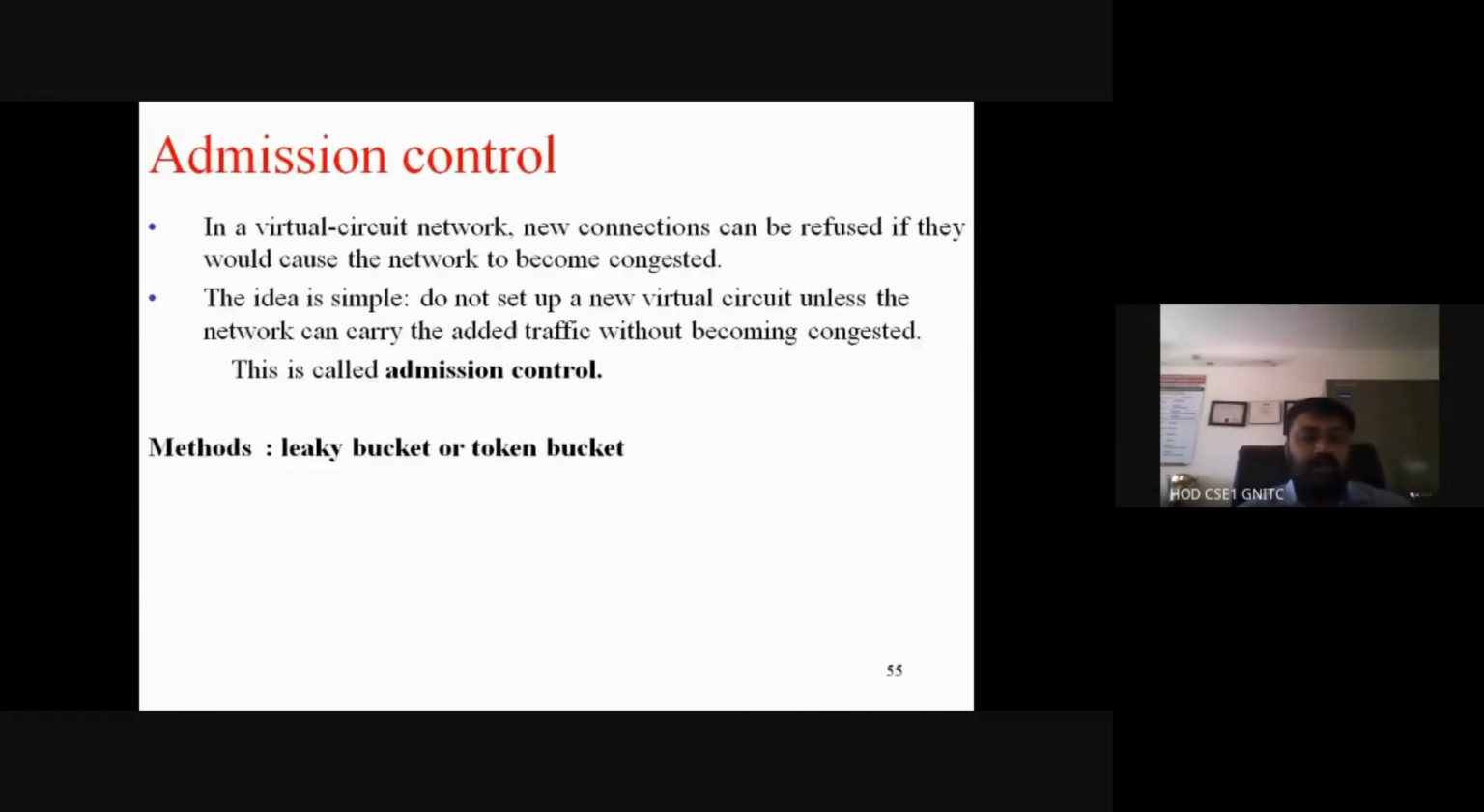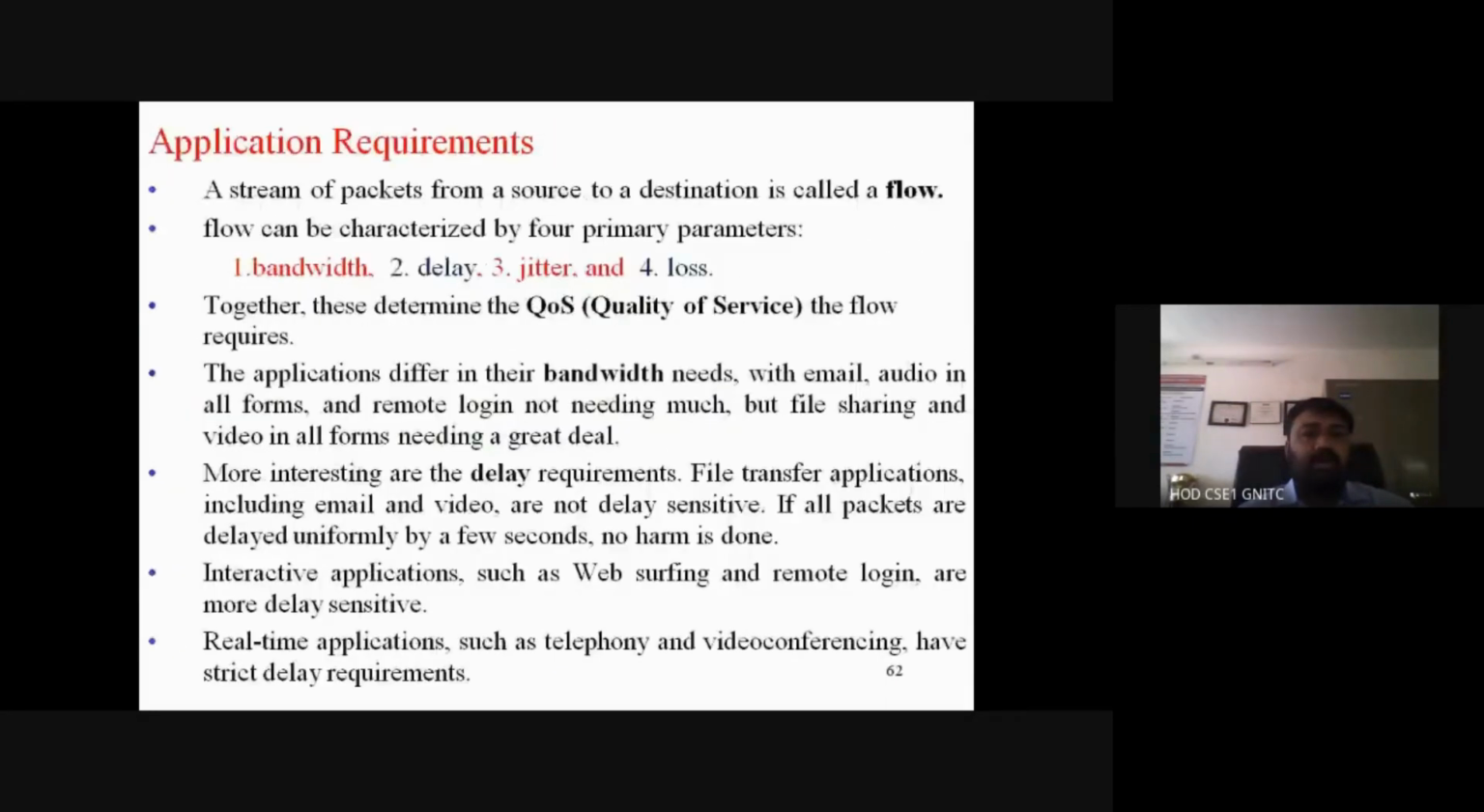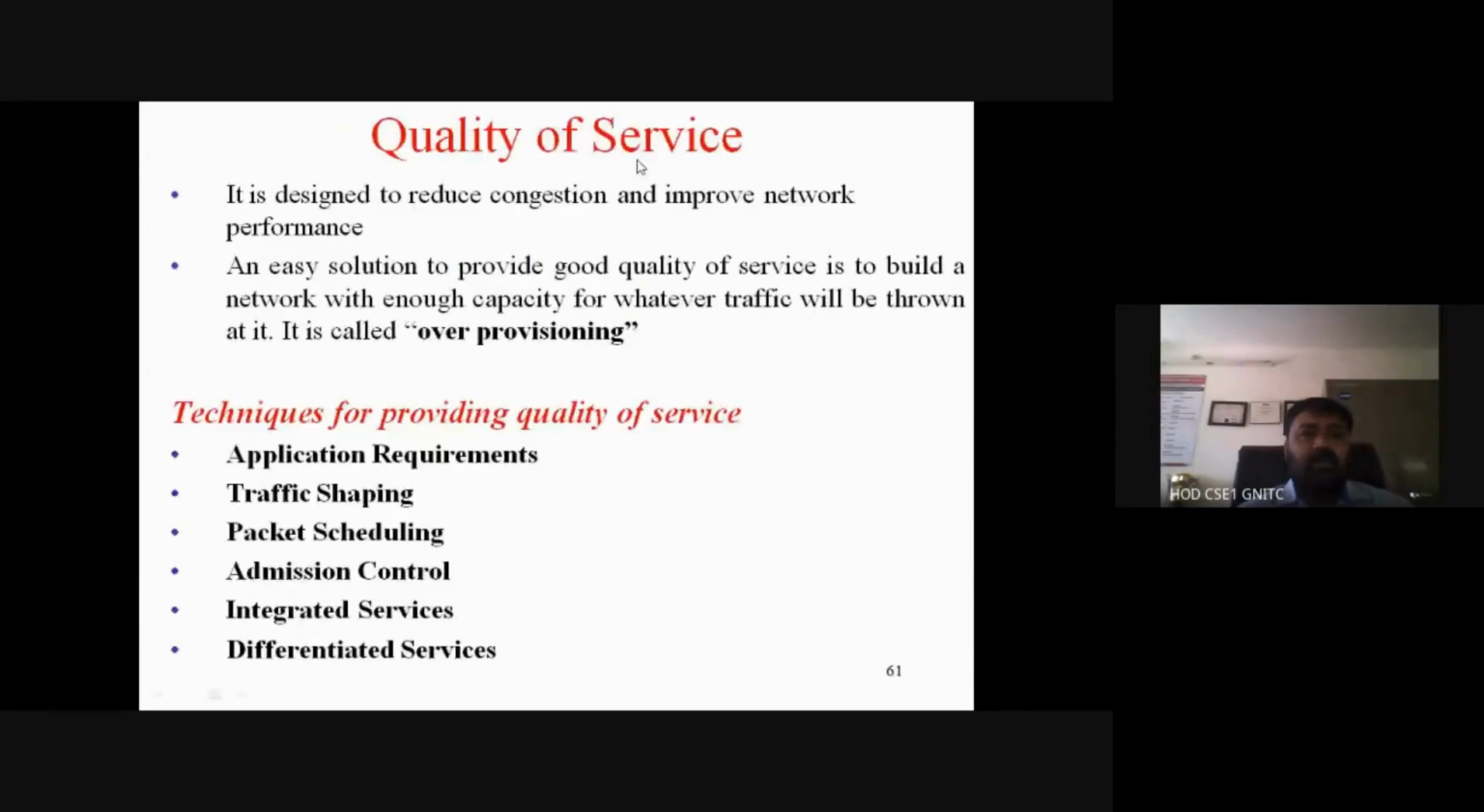Okay. So today we are going to see quality of service, how quality of service is provided by the network layer. Quality of service means, in some way or other, it is related to congestion also. Quality of service directly refers to how well your packets are transported to the destination, and in what time they are transported.